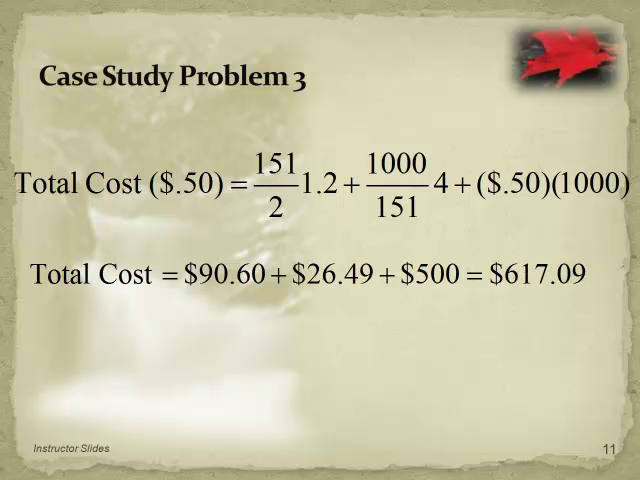Now, we have another price point, the 50 cents per pound, and the minimum quantity for this price point is 151 pounds. So again, doing the same thing as we've done before, we're going to insert it in for the quantity, and we're going to add the 50 cents per pound at the back end. And that's going to give us a total cost of $617.09.